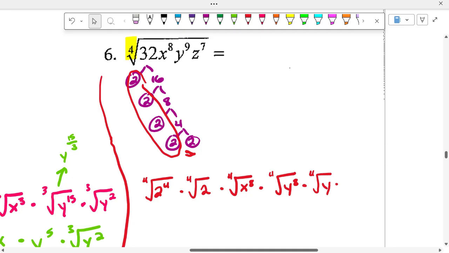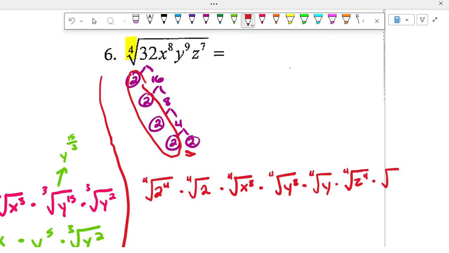All right, the z's. How many can I make? 1 group, so that'll be z to the what? What's 1 times 4? 4. How many do I have left over? 3. So z cubed. Don't back up yet. I'm still teaching.